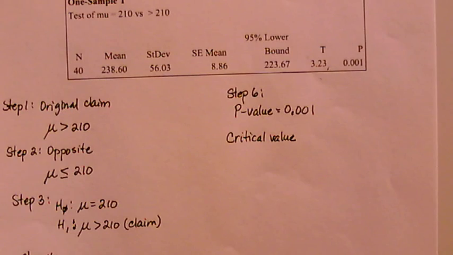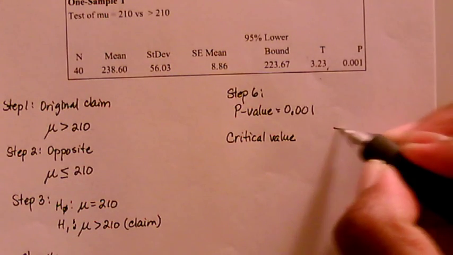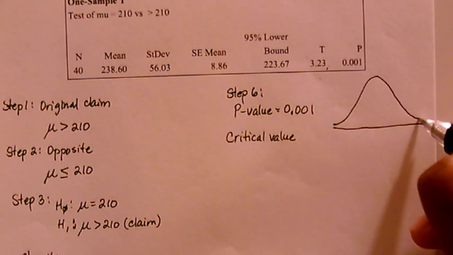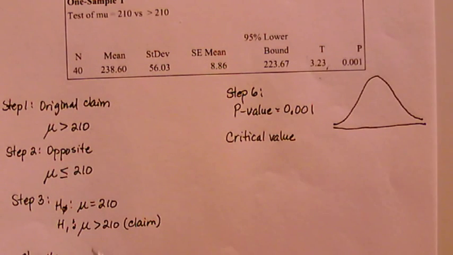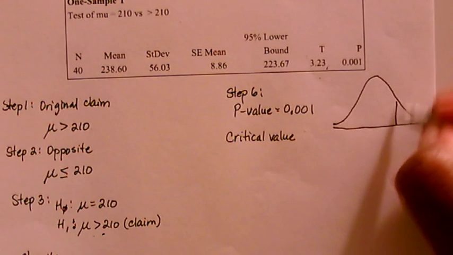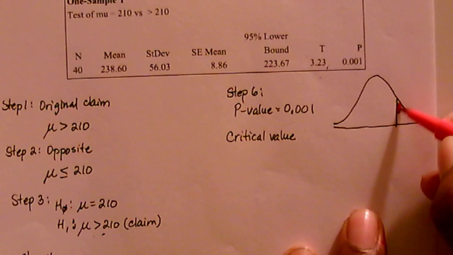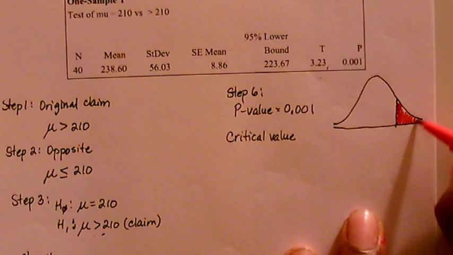Okay. Now, what I'm going to do is draw a normal curve on the right side. Looking at your alternative hypothesis, which is mu is greater than 210, that tells me I have a right tail test. So here, this will be the shaded region that I'm talking about. That's going to be your critical region right here.